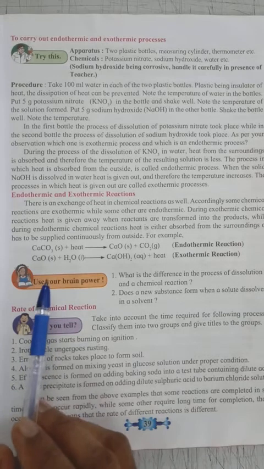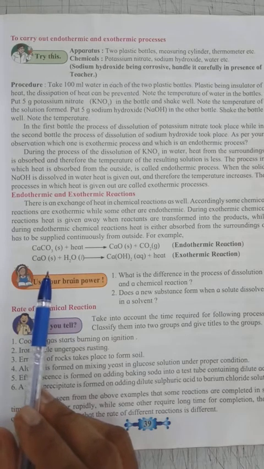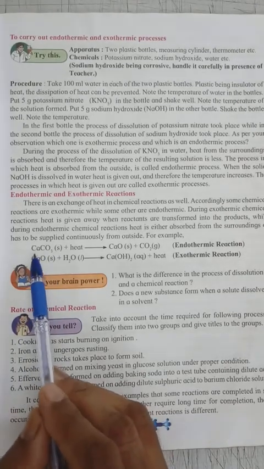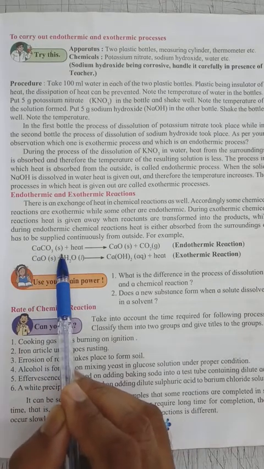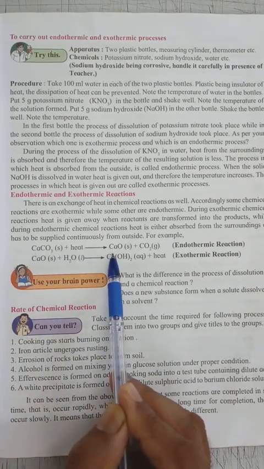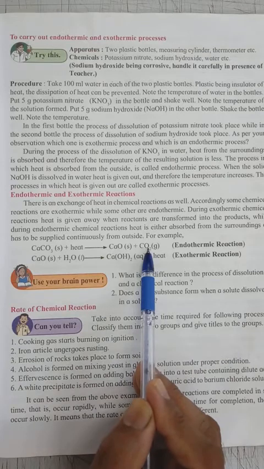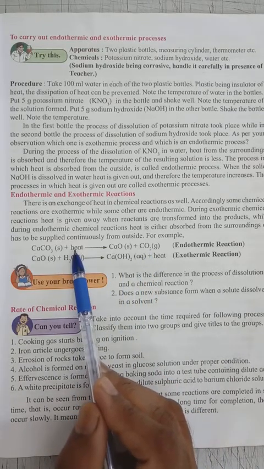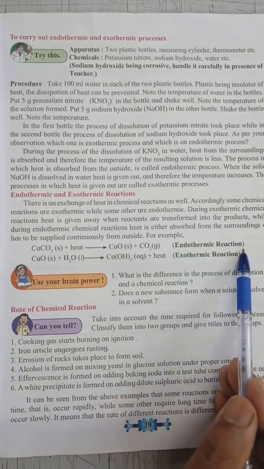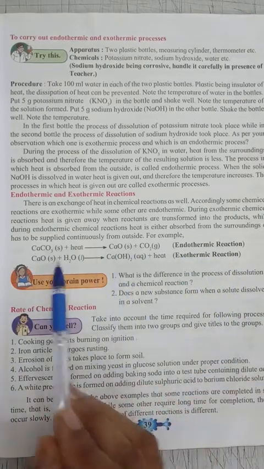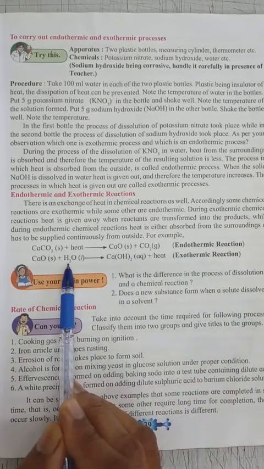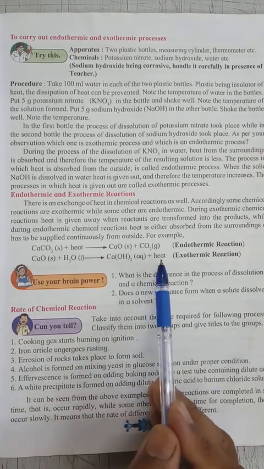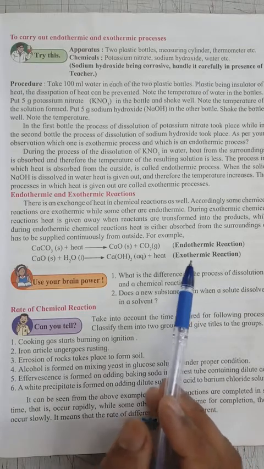Like that, there is exchange of heat in chemical reactions as well. If you heat calcium carbonate, calcium oxide and carbon dioxide are formed. Heat is absorbed in that, therefore it is an endothermic reaction. If calcium oxide is added to water, calcium hydroxide is formed and heat is evolved. That is an exothermic reaction.